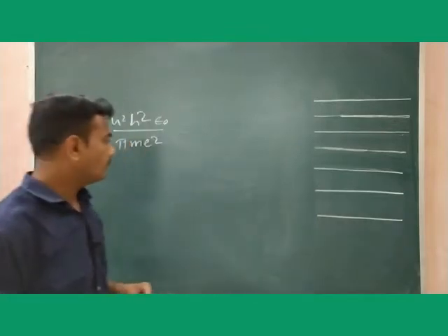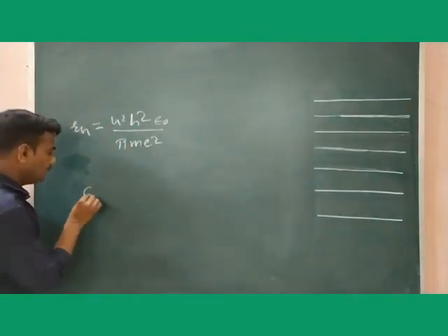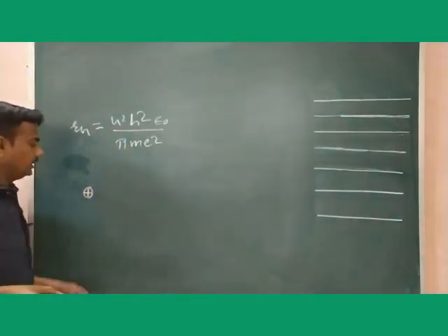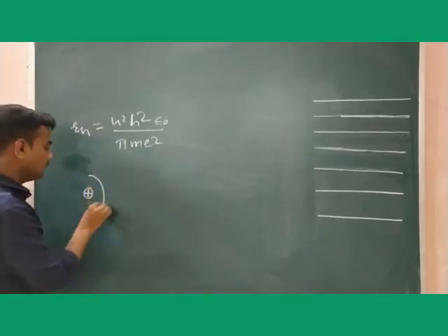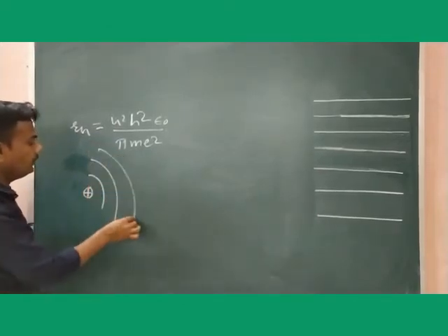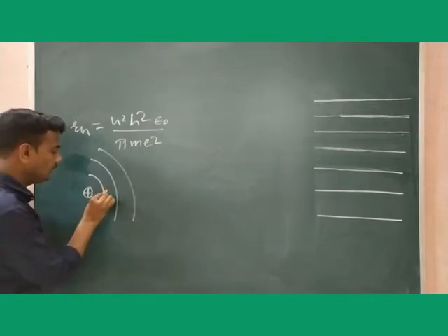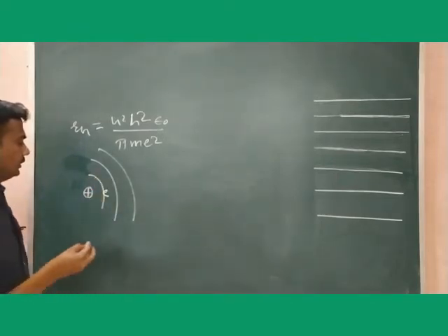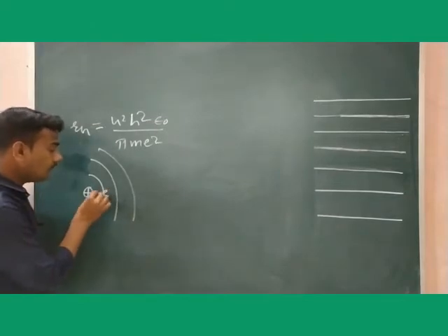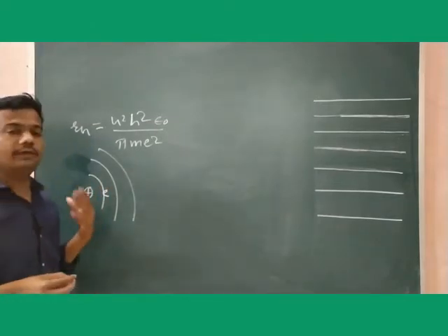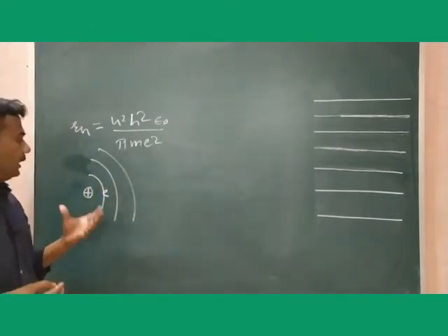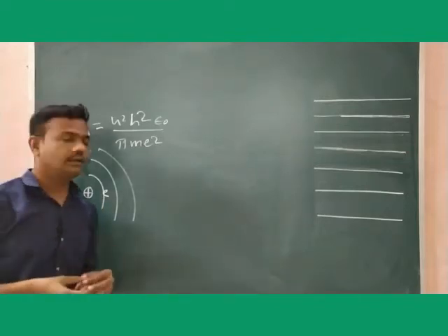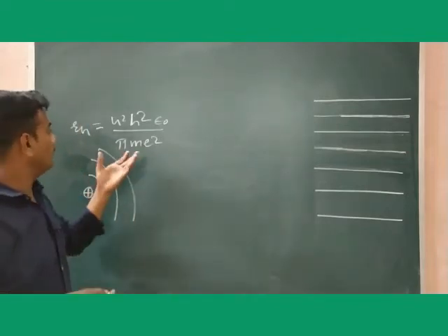So what is a hydrogen atom? It is the simplest atom in which one nucleus is there and an electron is revolving in different orbits. This electron has a charge e. It has a mass, and it is moving with a certain velocity v, and according to Bohr's postulates we have calculated this radius.